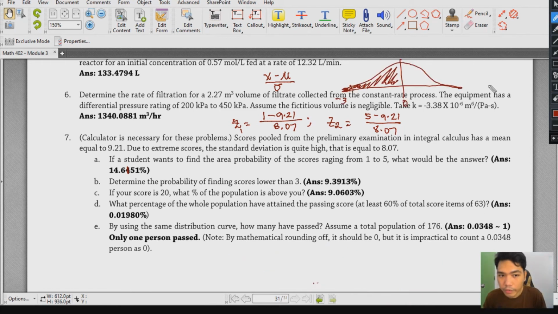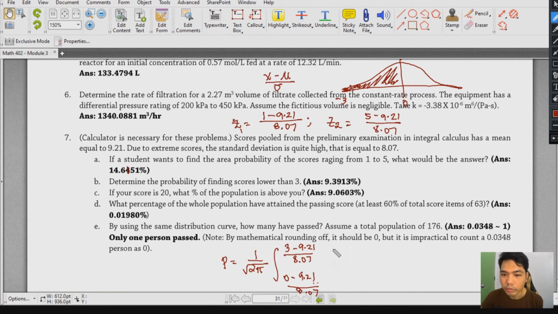Now for the next number, we have determine the probability of finding the scores lower than 3. So yung scores lower than 3 naman is of course 2, 1, 0, diba? So the lower limit would be 0 yung ating x, then 3 yung x sub 2 natin. Pero you have to convert that in terms of z. So therefore, the probability of finding that would be 1 over the square root of 2 pi, the integral from 0 minus, again, 9.21 over 8.07. So technically, 0 naman kasi yung lowest dahil di ako nagna-negative na score eh.